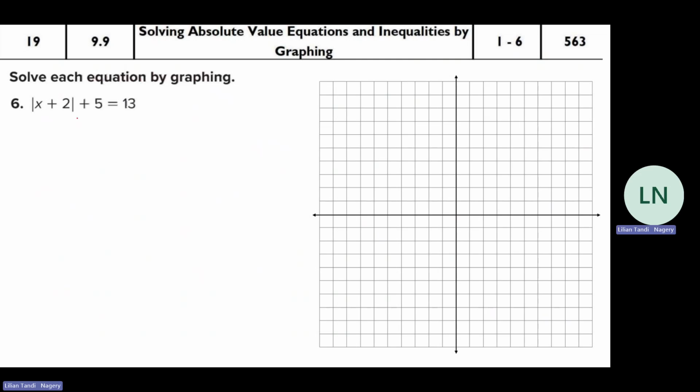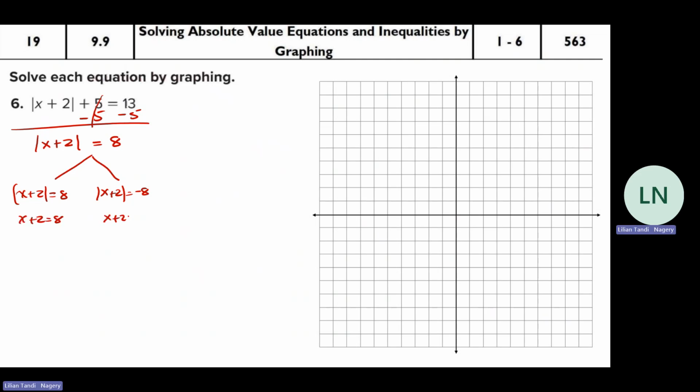All right, let's do this one. We subtract 5 on both sides. Absolute value x plus 2. This is 12. No, 8. Okay. Then you have case 1, case 2. Absolute value equals positive 8. Absolute value equals negative 8. Then you solve it. X plus 2 equals 8. X plus 2 equals negative 8. Then you subtract 2. Subtract 2. X equals 6. x equals negative 10. Okay? So here, x equals negative 10, and x equals 6.